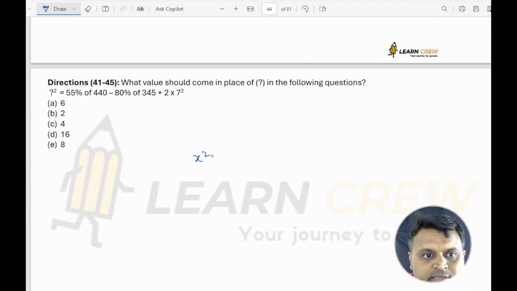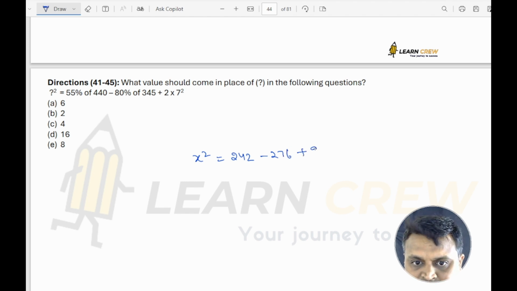How much square is equal to 55% of 440? 55% of 440 is how much? 50% is 220 plus 22, so 242. Minus 18% of 345. 82% means 100% minus 18%... 20% is 69, so 345 minus 69. 345 minus 45 is 300, 300 minus 24 is 276. Plus 2 into 49 is 98.